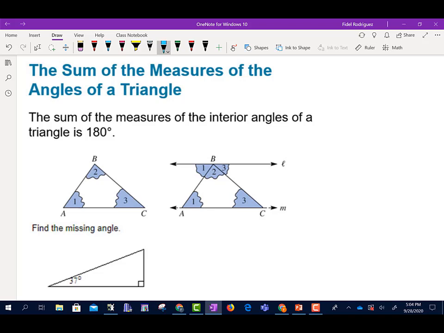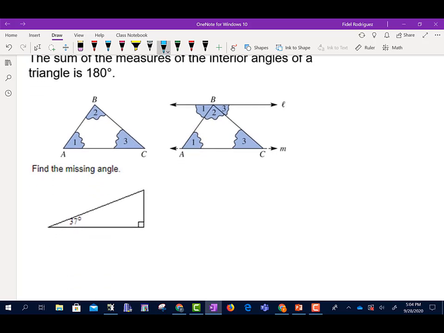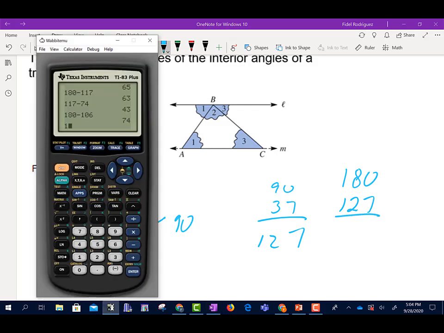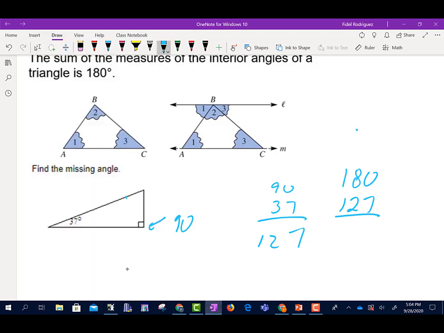It says the sum of the measures of the angles of a triangle is 180 degrees. Okay, so let's take a look here. It says find the missing angle. So we already know that this angle here is 90 degrees, and we know that one is 37. So let's take 90 and 37 and add them together. That's 127. Now we're going to take 180 minus 127. So 180 minus 127 is 53 degrees. So this angle right here, the missing angle, is 53 degrees. Okay.